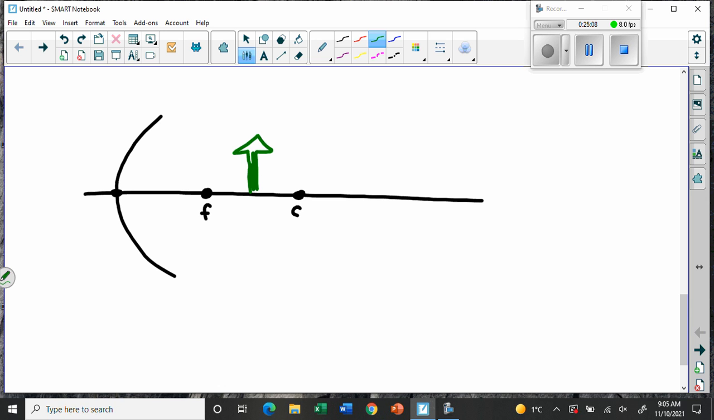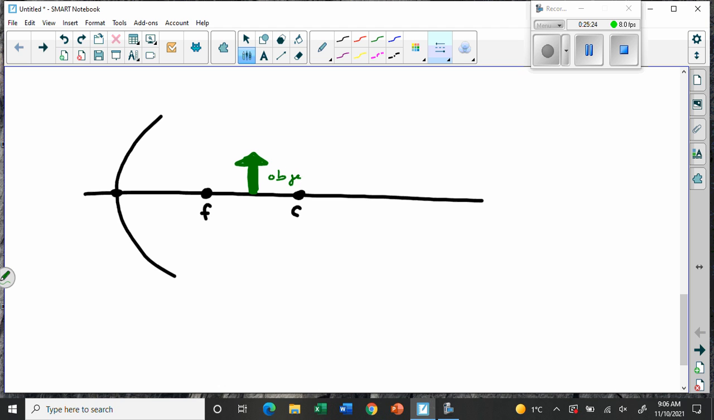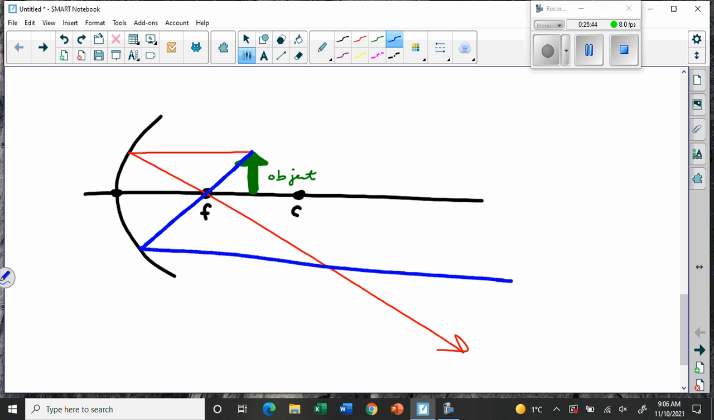Maybe I'll make that a little smaller, because I kind of know what's going to happen. So let's go a little smaller. There's our object, okay? And you can write object beside there if you want to, just to remind you that's the actual thing that we're looking at in the mirror. Let's draw some lines. So the first one would be parallel, and then reflecting in a straight line like that through F. That looks pretty good. The second rule would be going through F, and then reflecting out like this parallel.